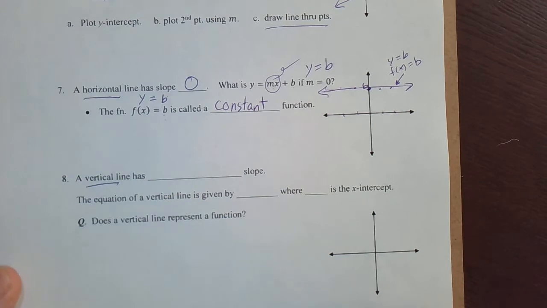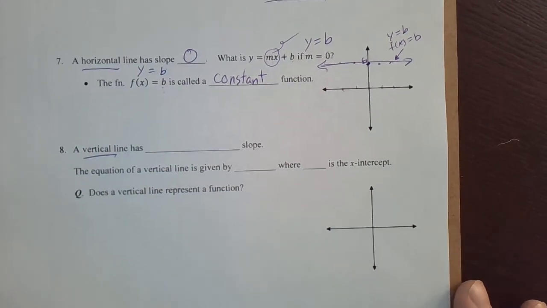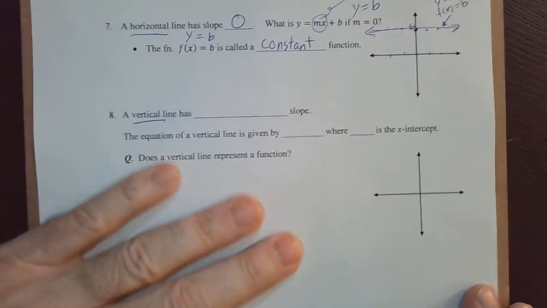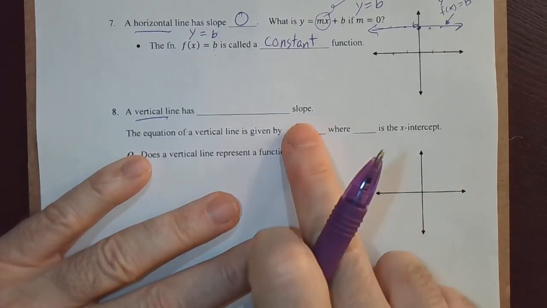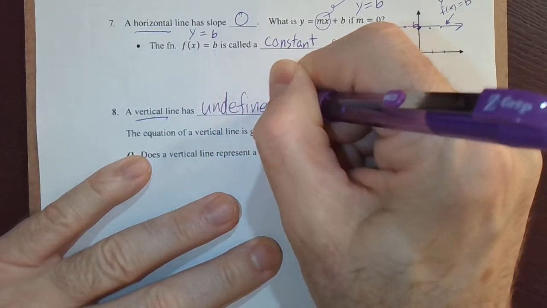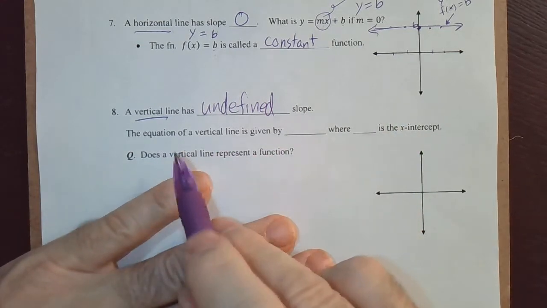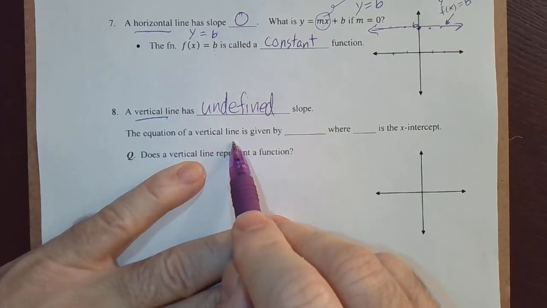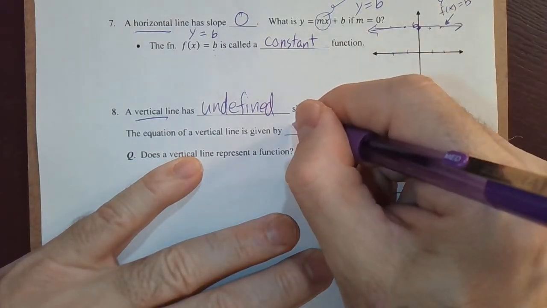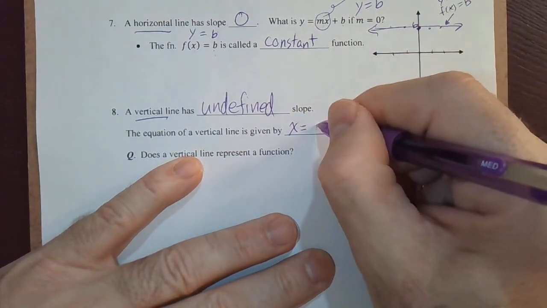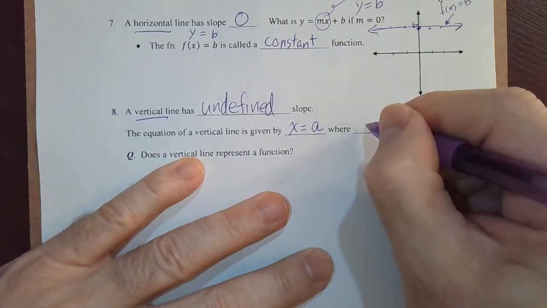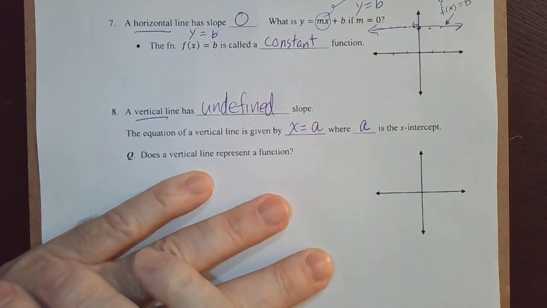Now let's move to a vertical line. This one's different. The vertical line, I think we mentioned this earlier. What do we call the slope? Undefined. Well, the equation of a vertical line is given by what? X equals, and I'll just put some variable a, some constant a. A is a real number, where a happens to be the x-intercept.